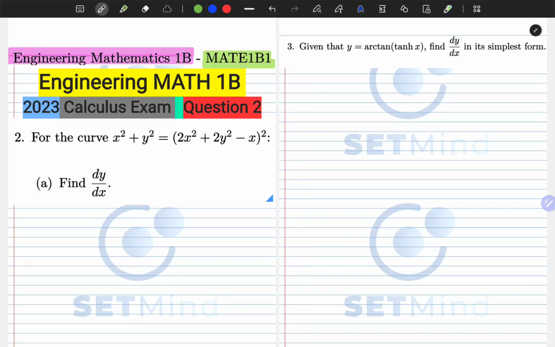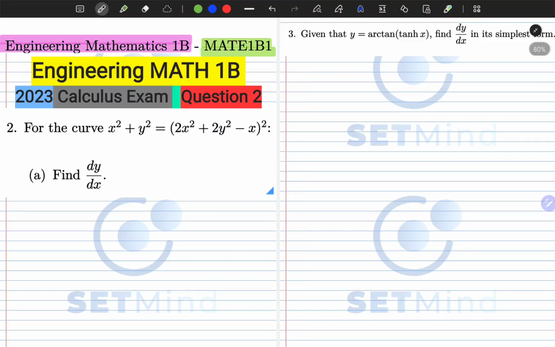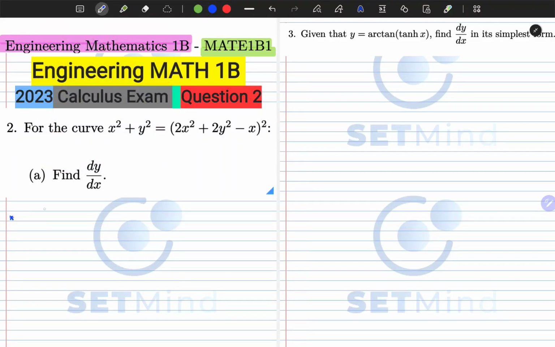In this short video, we'll be looking at question 2 of the 2023 calculus exam for engineering maths 1B. For this question, we are given the curve x squared plus y squared equals something. The first question requires us to find dy dx. And what you need to note is that what we have here is actually implicit differentiation.